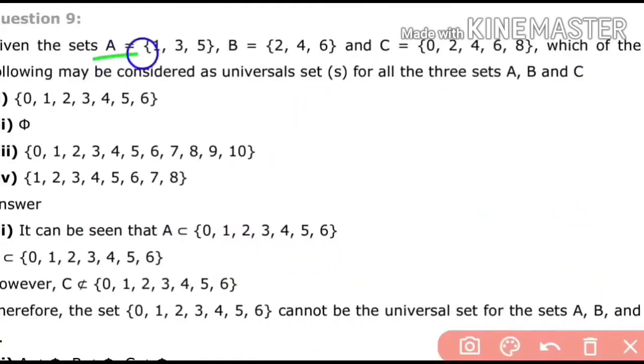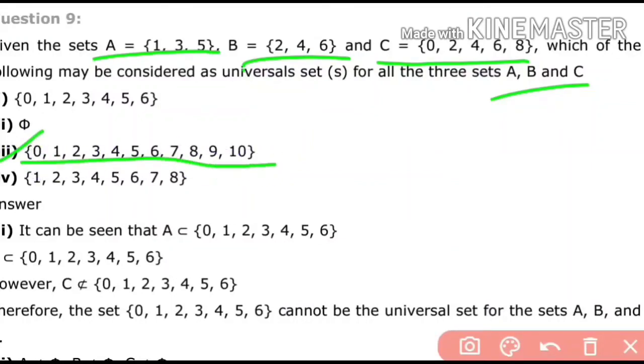Given set A is {1, 3, 5}, B is the set {2, 4, 6}, C is the set {0, 2, 4, 6, 8}. Which of the following may be considered as a universal set for all three sets A, B, C? It means you have to pick a set that includes all three of these sets. So you can write the answer 3, because all the elements of A, B, C are present there.